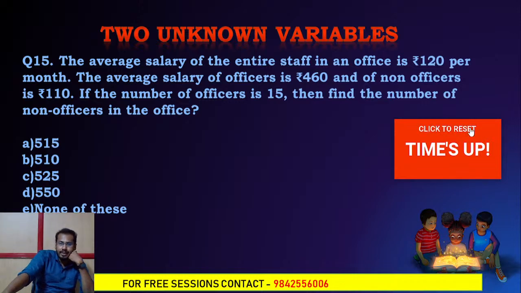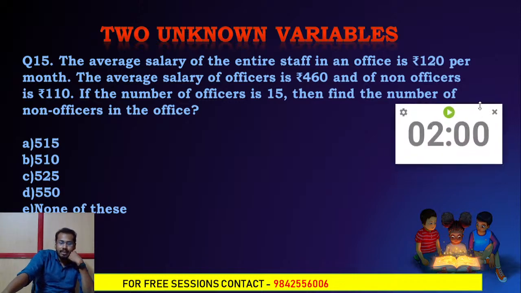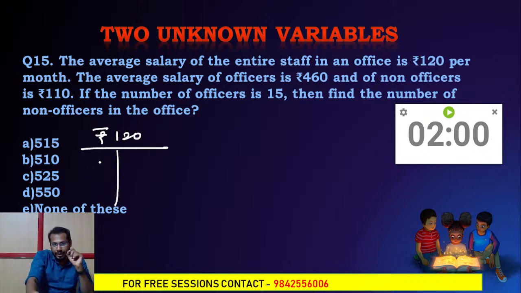Okay, let me explain this question. Listen, guys. The average salary of the entire staff in an office is given as 120. If I draw a diagram, you can understand clearly. The average salary of the entire staff is rupees 120. It was split into two parts: officers and non-officers. Officers' salary is 460. Non-officers' salary is 110.